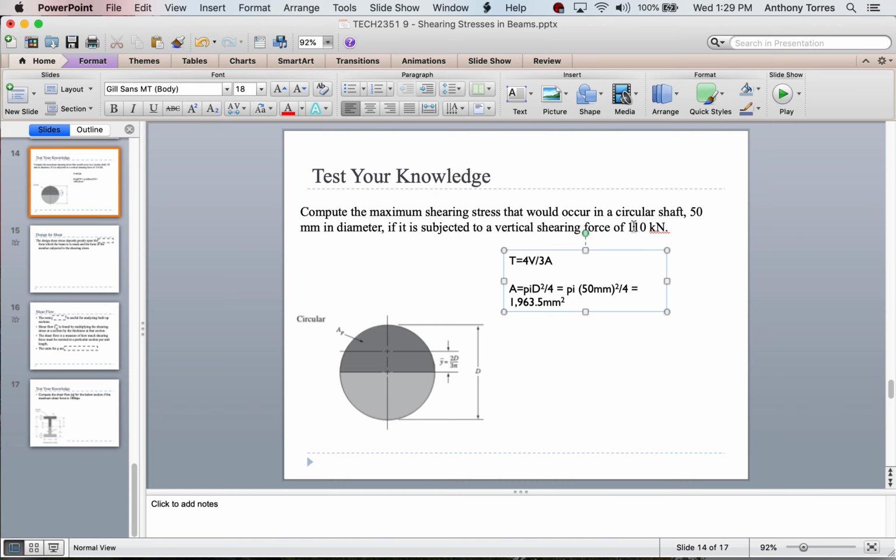Cool, we have the area. We have V, V's up here, 110 kilonewtons. Cool, well let's just plug that stuff into the calculator. Tau is equal to 4 times the 110 kilonewtons.